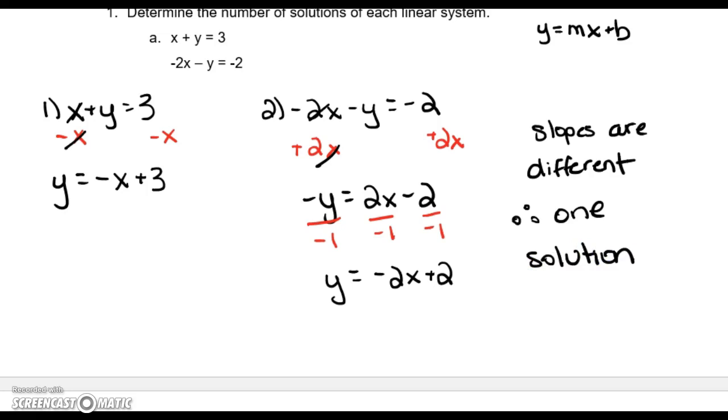So just to repeat, if the slopes are not the same, so if they're different, then there's only one solution to the system.